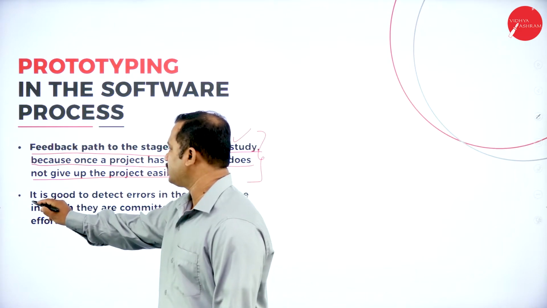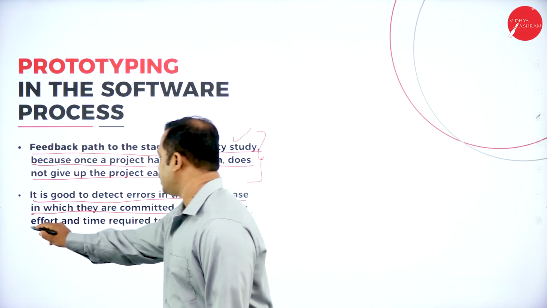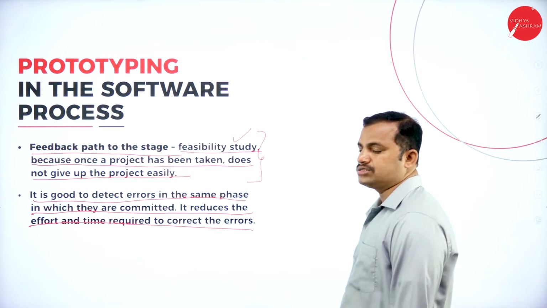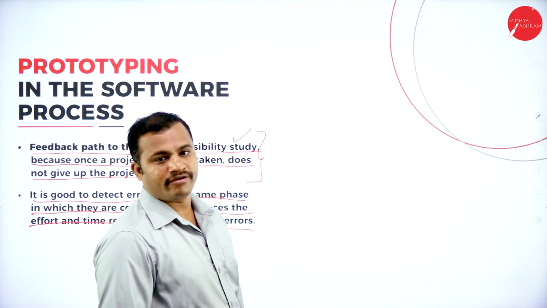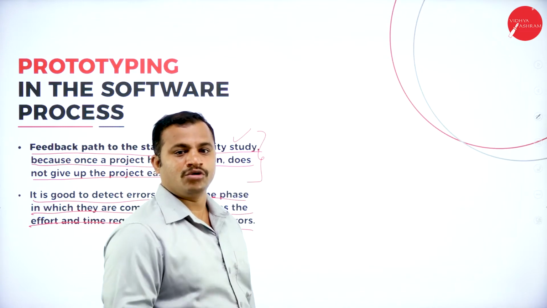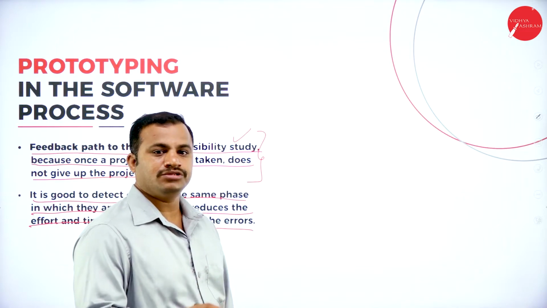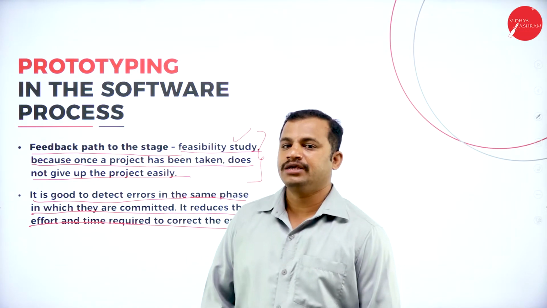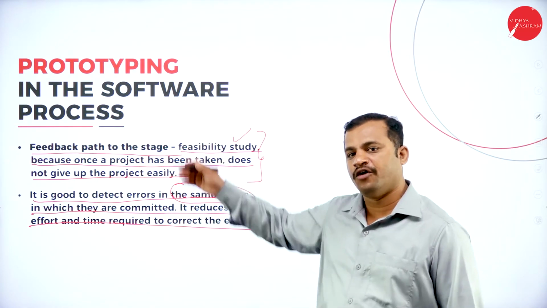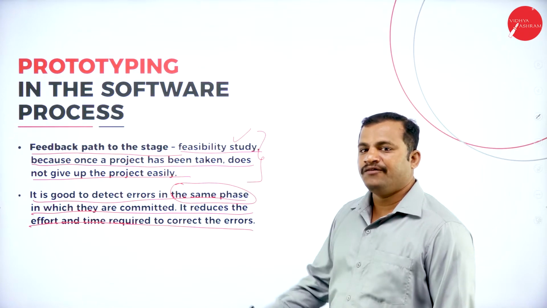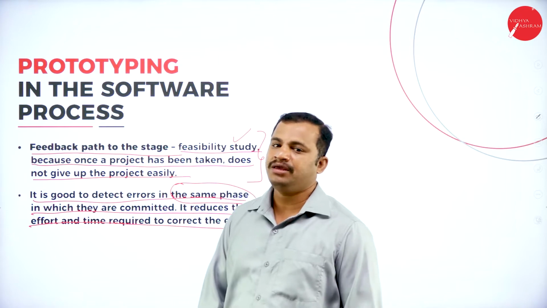It is good to detect errors in the same phase in which they are committed. It reduces the effort and time required to correct the errors, because if errors are identified at a later stage of the software development life cycle, it has to be reworked, going back from the present phase to the previous phase. So in order to reduce the time required for all those changes, it is better to correct at the same phase and move forward from there, so that the effort and time required to incorporate the changes in that particular phase can be reduced.